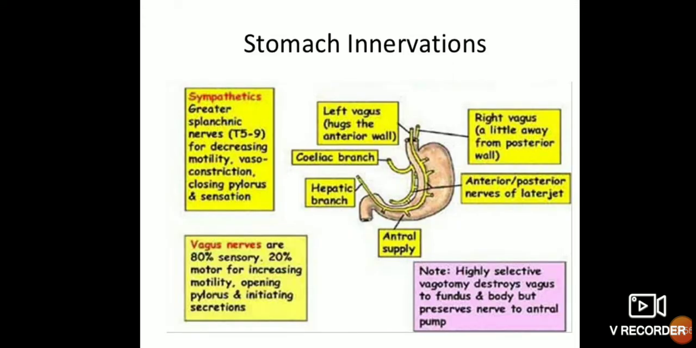Stomach innervation. The stomach is innervated by the vagus nerve, which is the parasympathetic innervation. The sympathetic innervation comes from the greater splanchnic nerves, T5 to T9. Parasympathetic innervation by the vagus nerves stimulates the secretion of pepsins and gastric acids.